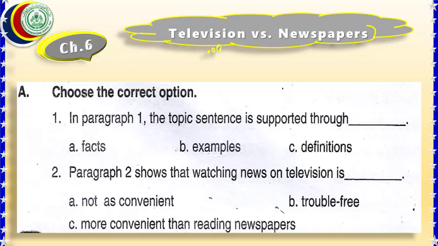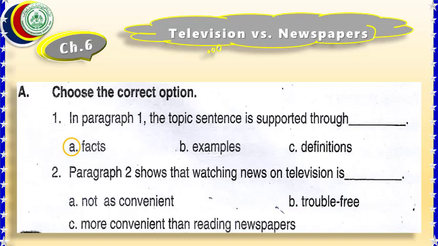Topic sentence is the first sentence, usually, as we have discussed before, and all other sentences of that paragraph will support the main idea, will support the topic sentence. When we read first paragraph, we come to know that the topic sentence is supported through what will be the correct option? Facts, examples, definitions. Not examples or definitions. It is supported by facts.